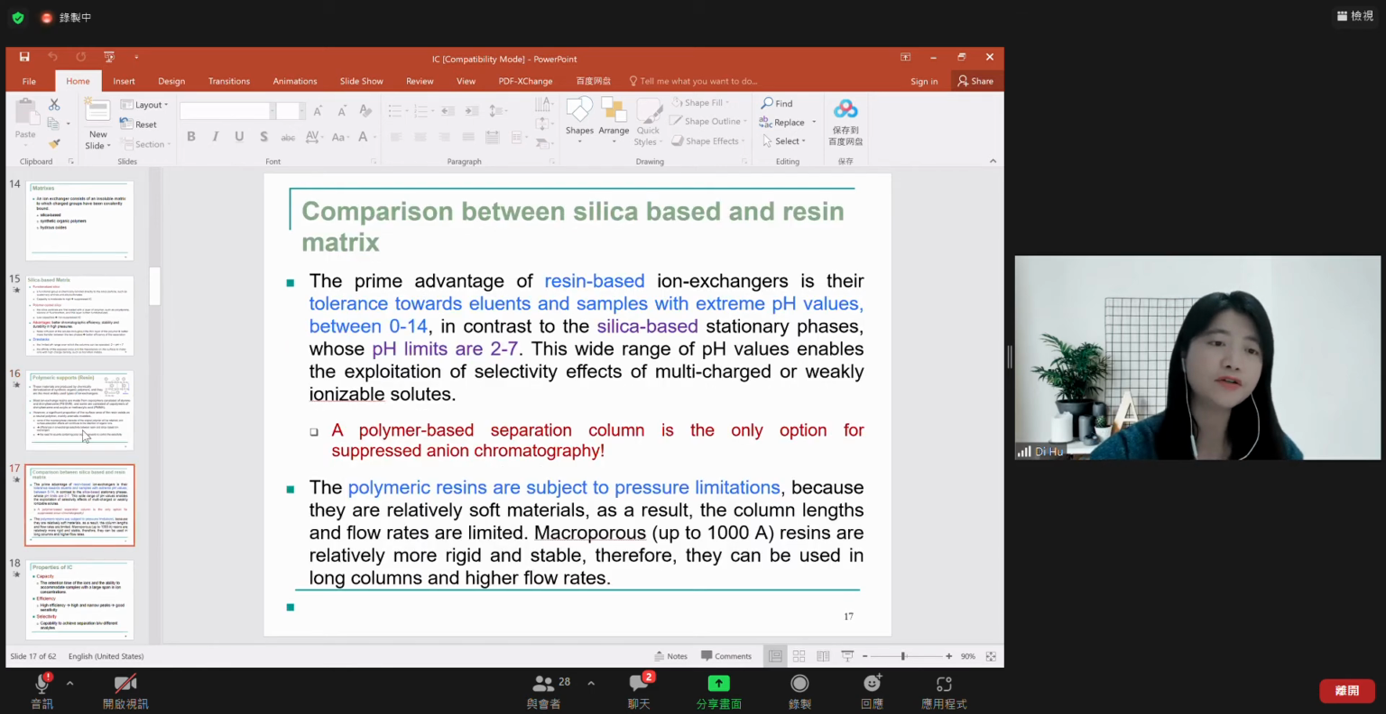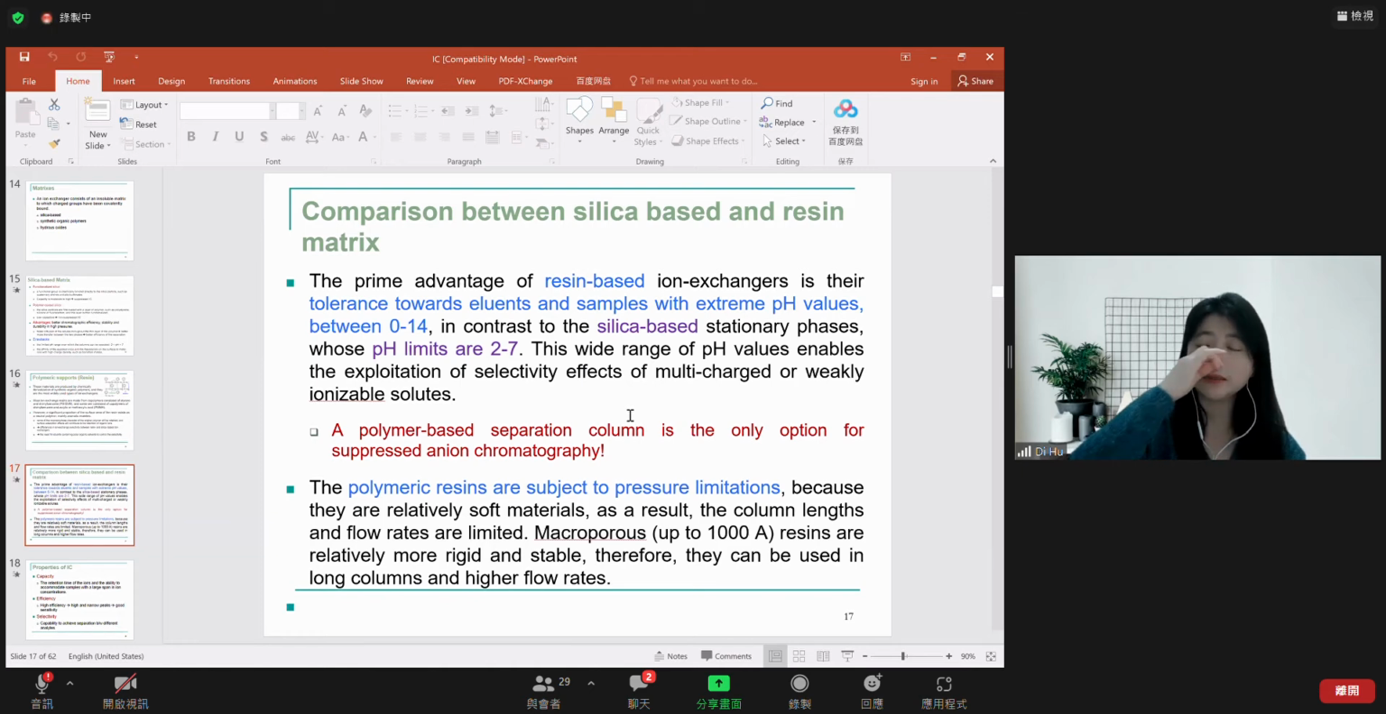We mentioned that one of the big advantages of the resin matrix over silica is that it can handle a much wider pH range, basically pH between 0 and 14. That is very important for ion chromatography. Why? When we talk about anion exchange chromatography, remember, what is the buffer solution often used? Remember, the sodium carbonate and bicarbonate buffer, and also sodium hydroxide.